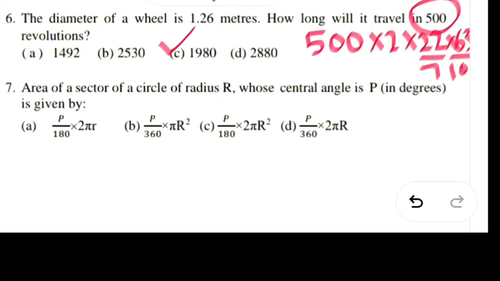Seventh one, area of a sector of circle of radius r whose central angle is P is given by. What is the formula? Theta by 360 into pi r square. Here the central angle is P. So what is the correct option? P by 360 into pi r square.